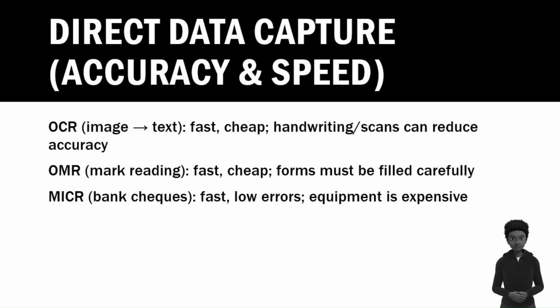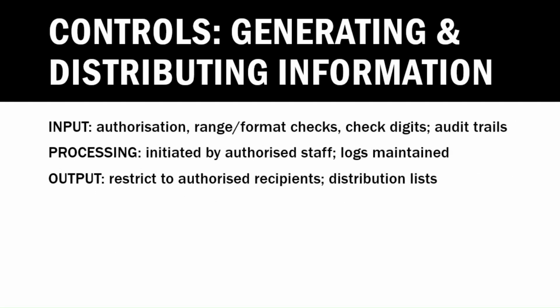Optical character recognition converts images into text quickly and at low cost, although poor handwriting or low-quality scans can reduce accuracy. Optical mark recognition reads filled-in marks on forms and tests, which is fast and inexpensive, but depends on careful completion. Magnetic ink character recognition reads specially printed characters on checks with very low error rates, although the equipment is costly. Control for generating and distributing information.